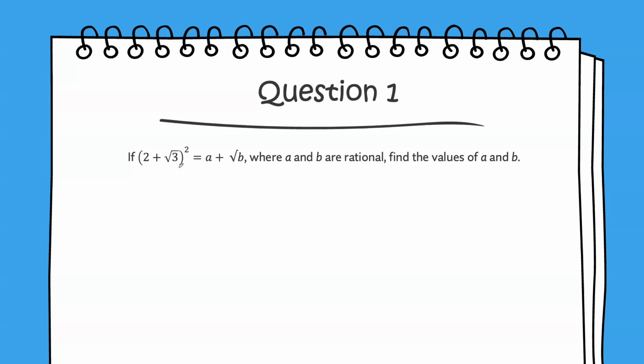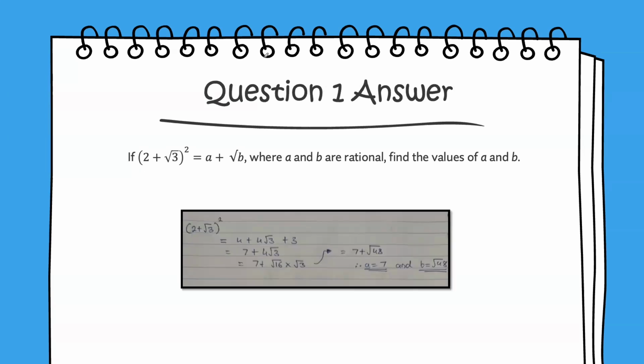So question 1: (2 plus root 3) squared is equal to a plus root b, where a and b are rational. Find the values of a and b. Okay, so obviously what we need to do is expand this quadratic expression that we've got here, which is what I've done here. So 2 squared is 4 plus 4 root 3.